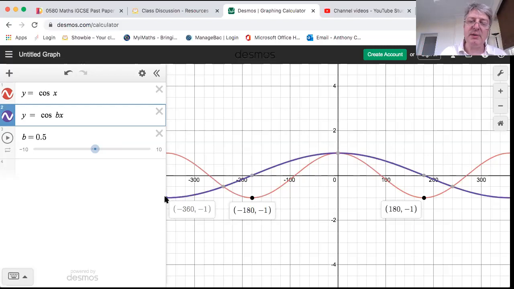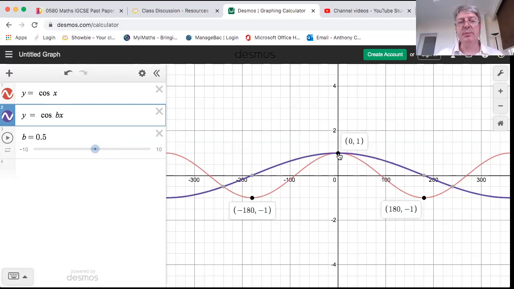Imagine the red curve as a piece of string. You're just pulling out the blue one. And of course, this point wouldn't move for both curves because the angle is 0 for both of them. So if you put cos x and cos something 0, cos 0 and something 0 still gives you 1. So that's the point that doesn't move. All the others will stretch by a factor of 2.